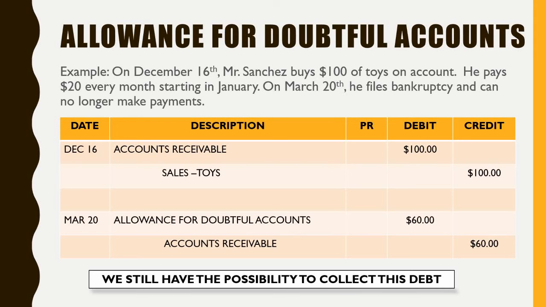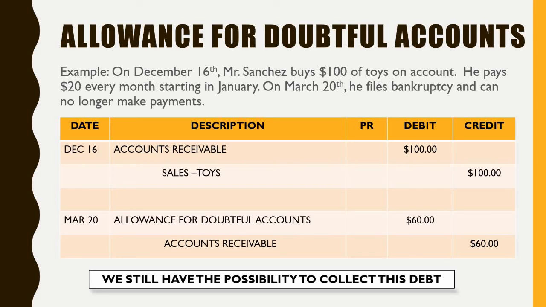He pays $20 every single month, so he made a monthly payment, and it started since January. Then on March 20th, he decides to file for bankruptcy, and he can no longer make the payments. So in December, we're looking at the scenario where he made the sale originally. He placed it on an account and we sold him 100 toys, or $100 worth of toys.